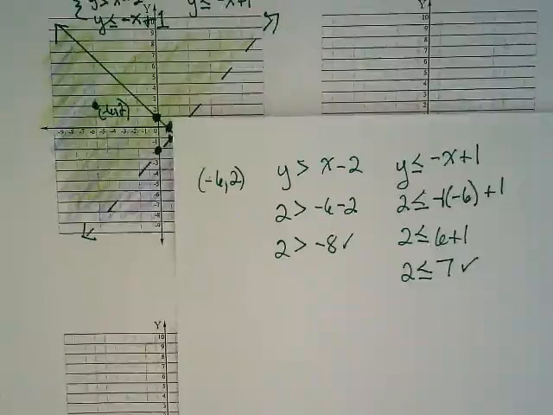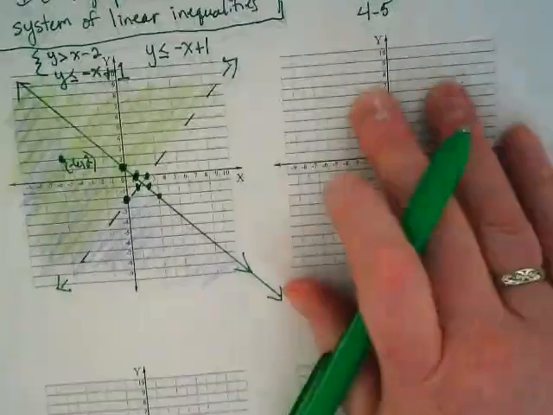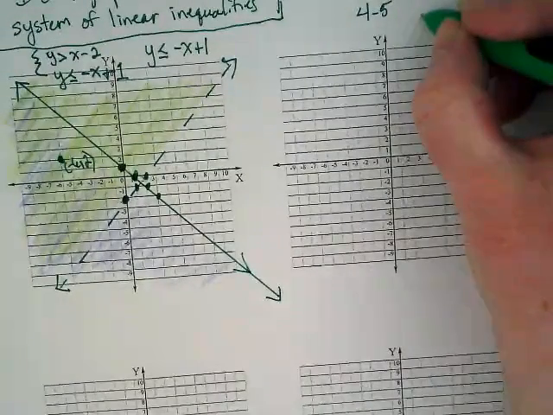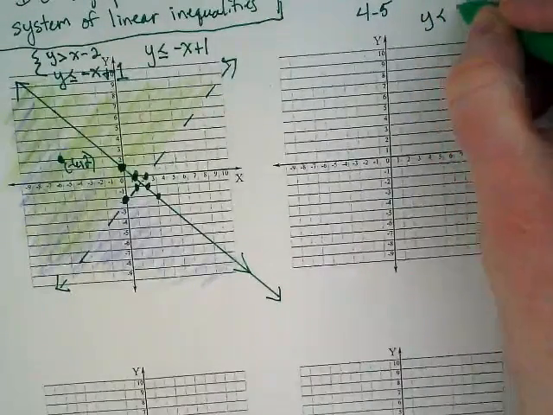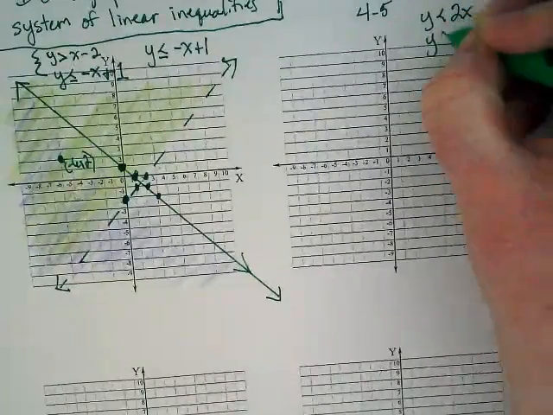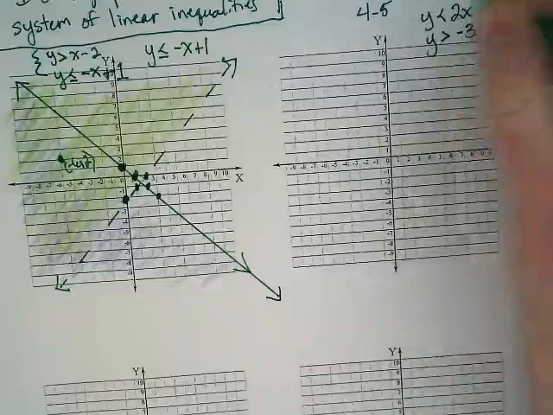You guys ready to practice a couple more? Let's just do some graphing. Above the second one, I would like you to write the system y is less than 2x, and y is greater than negative 3.